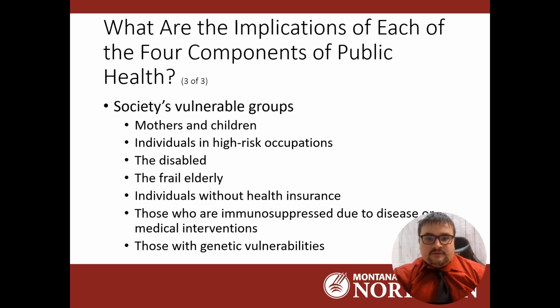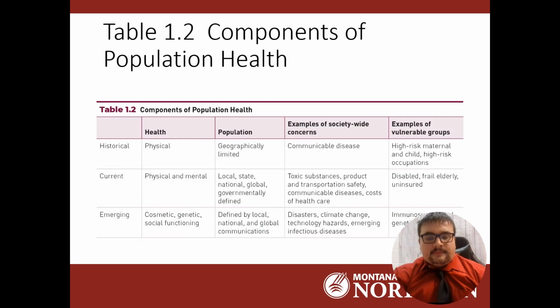Today, vulnerable groups have broadened to include mothers and children still, but we also have now the disabled, the frail elderly, individuals without health insurance, and immunosuppressed individuals. So examples, say, patients going through chemotherapy or organ transplant recipients. We also include those with genetic vulnerabilities, so inherited conditions like sickle cell anemia and cystic fibrosis, just to name some. Note the definition of vulnerable populations continues to change as public health challenges evolve and as societal factors impact health in new ways.